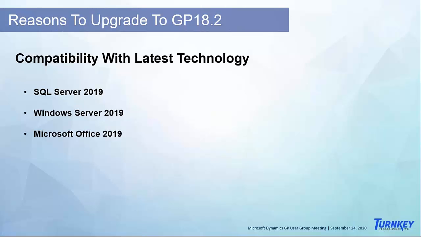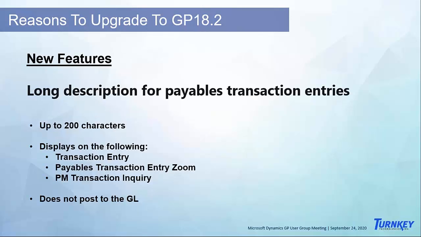There have been a number of enhancements to this version, and I'm going to take a look at some of the new features in GP 18.2. First of all, there is a new option in payables setup for very long descriptions, up to 200 characters. That is big because I think currently it's around 50 or something like that. So it's quite a large increase.